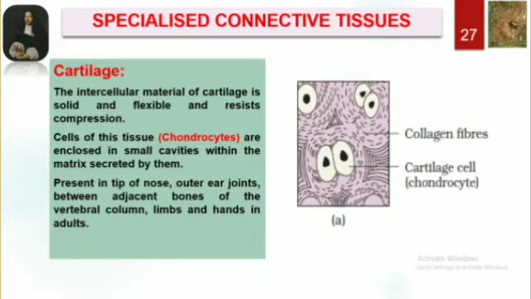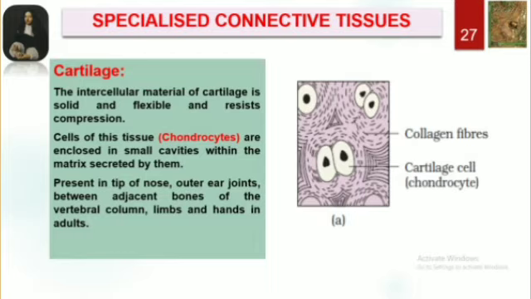Now we come to specialized connective tissue. So we talk about cartilage. Cartilages are softer than the bones. They provide structural support. The extracellular matrix of cartilage is solid and flexible and resists compression. The cells of the tissue are called chondrocytes and are enclosed in small cavities within the matrix secreted by them. They are somewhat softer, and contain salts of calcium.